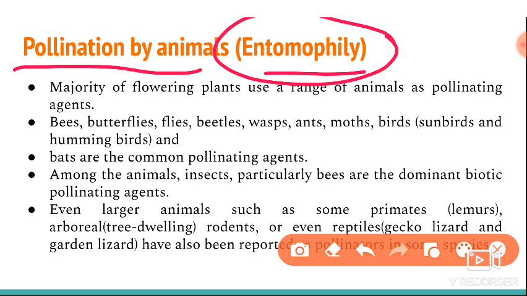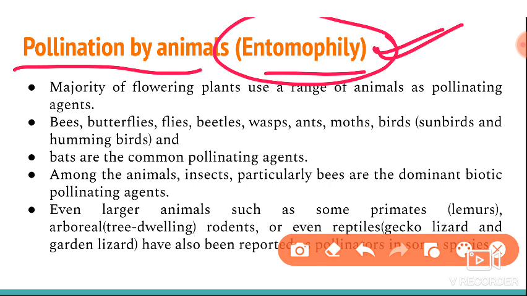We can take insects as the example, so they are given the word entomophily. It depends on the animal. Either birds do the pollination or some other animal does the pollination, and depending on that we can give different names. But here the majority of pollinators are insects, so for that purpose we give the name entomophily.